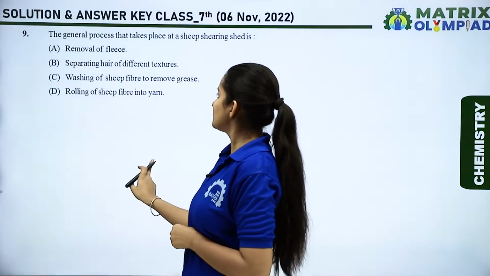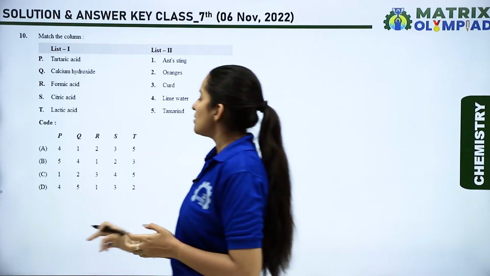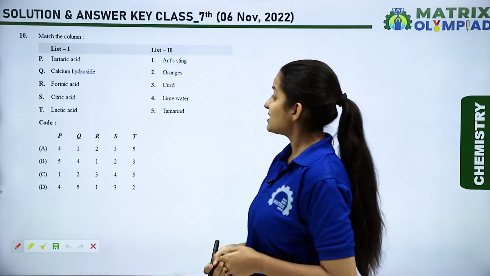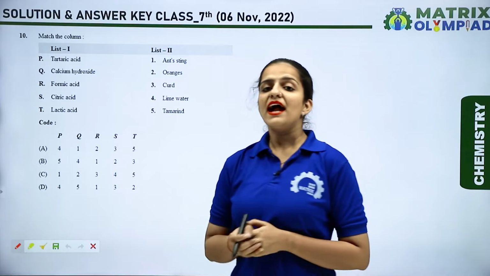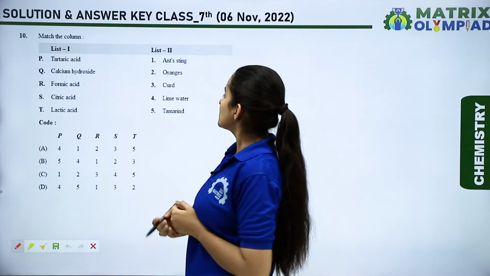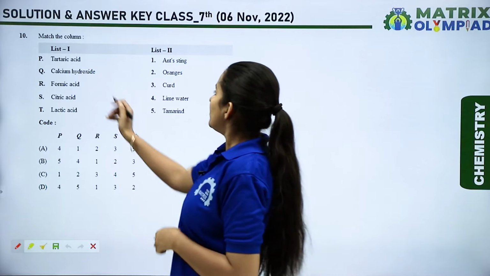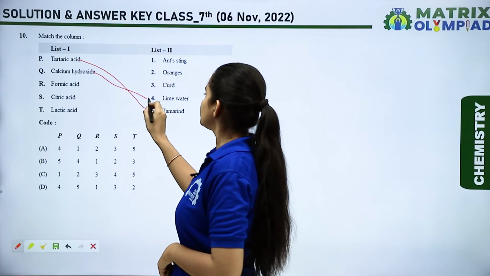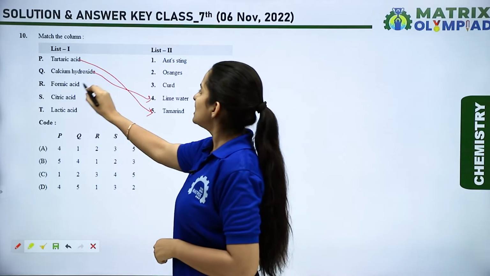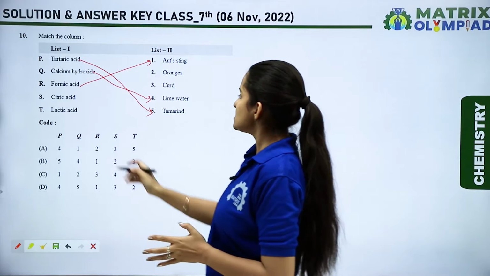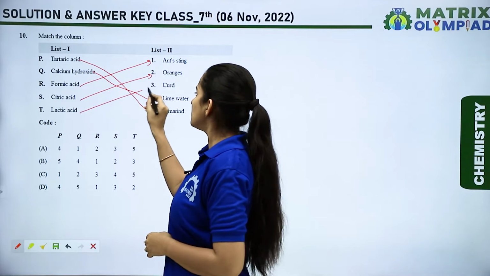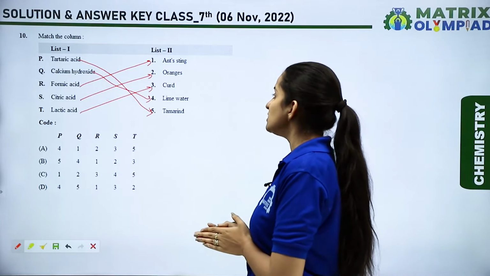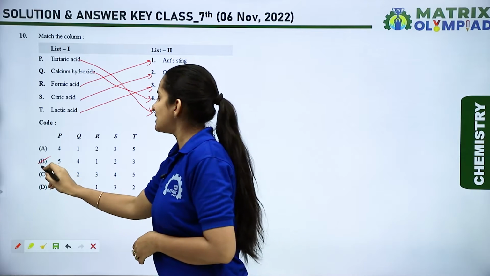The next question is a match the column type question. Tartaric acid, calcium hydroxide, formic acid, citric acid, lactic acid, and in list 2, ant sting, oranges, curd, lime water and tamarind. Tartaric acid is present in tamarind, calcium hydroxide is lime water, formic acid is present in ant sting, citric acid is present in oranges and lactic acid is present in curd. So P is matched correctly with 5th, then 4th, then 1, 2 and 3. So option B is correct here.